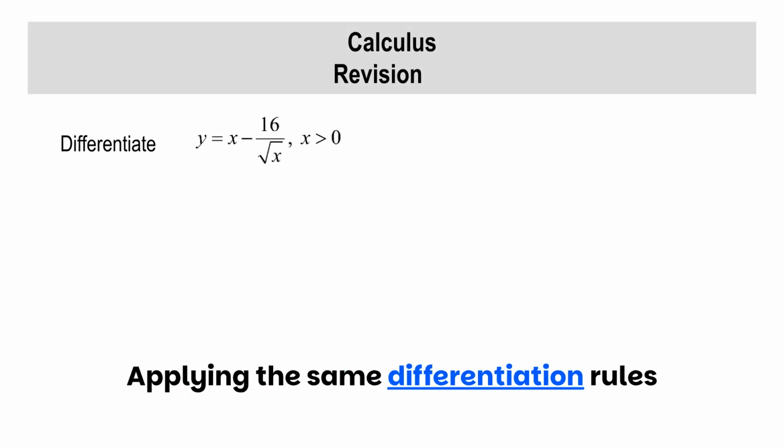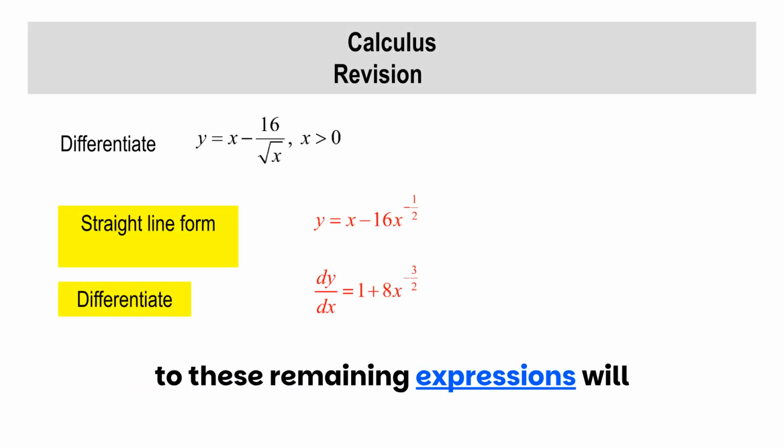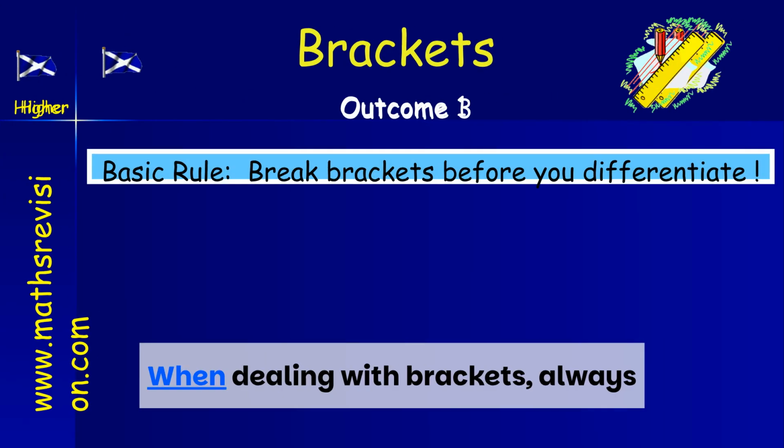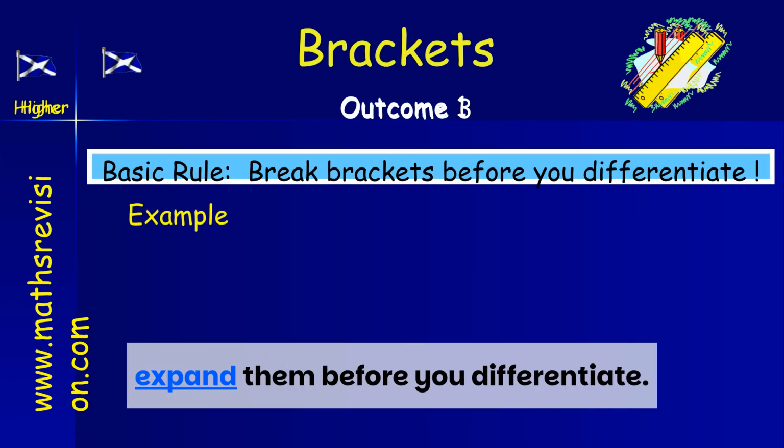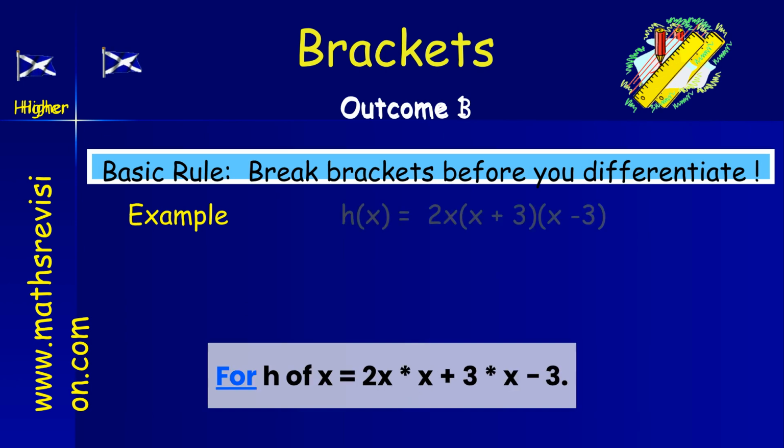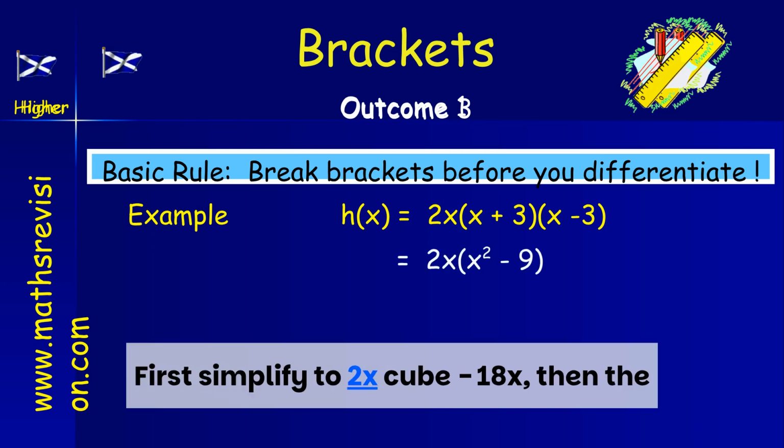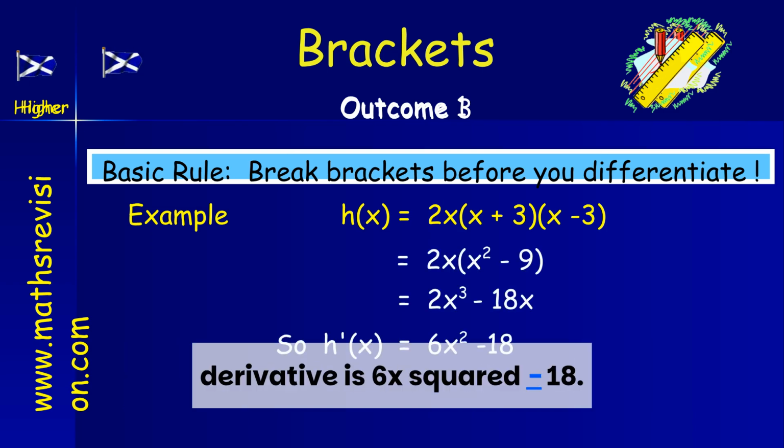Applying the same differentiation rules to these remaining expressions will solidify your understanding. When dealing with brackets, always expand them before you differentiate. For h of x equals 2x times (x plus 3) times (x minus 3), first simplify to 2x cubed minus 18x, then the derivative is 6x squared minus 18.